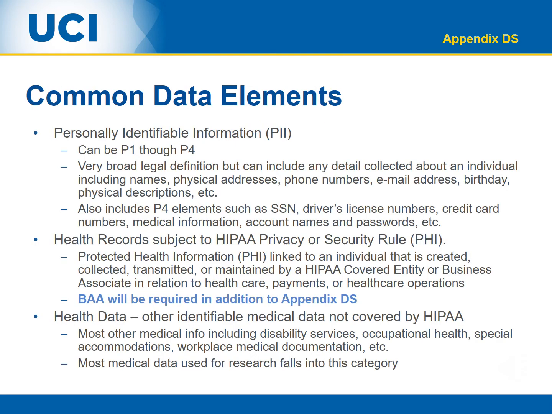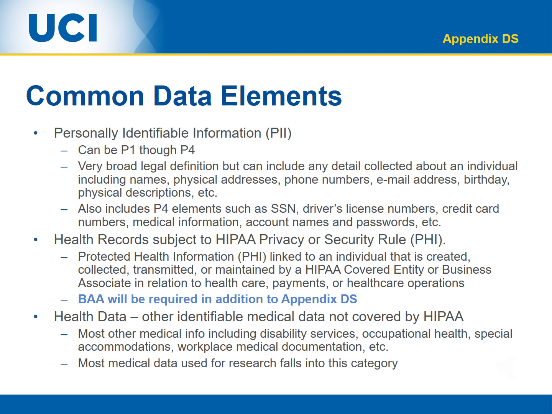The first ones are the personally identifiable information. This is going to be part of almost every contract, because there's just a lot of PII in a lot of the data that we share with third parties. It can be anywhere from P1 to P4. It's a very broad legal definition, so it is basically anything that is individually associated with a person. And it can include the really toxic elements like social security numbers and credit card numbers as well.